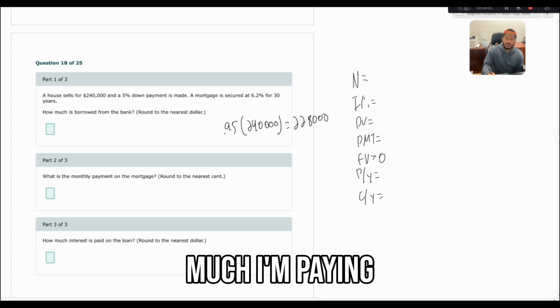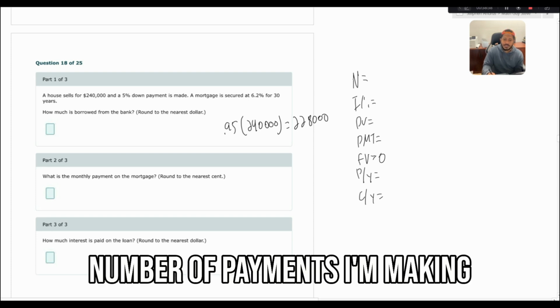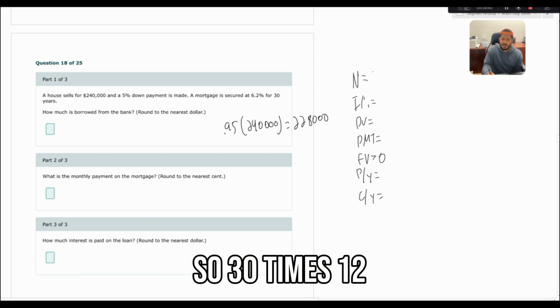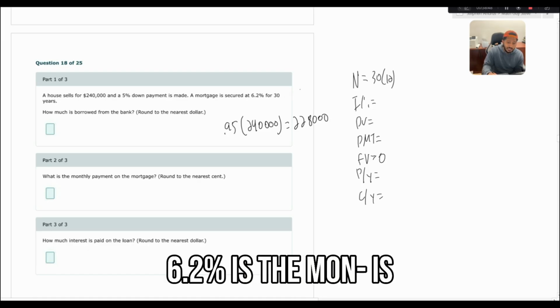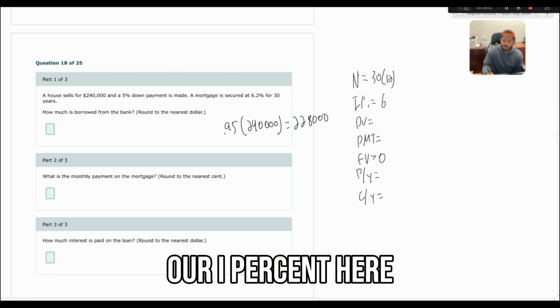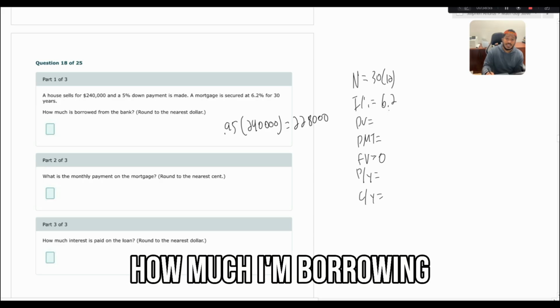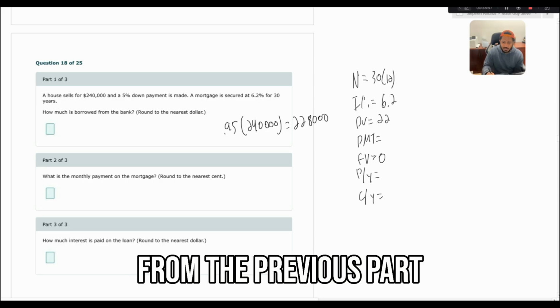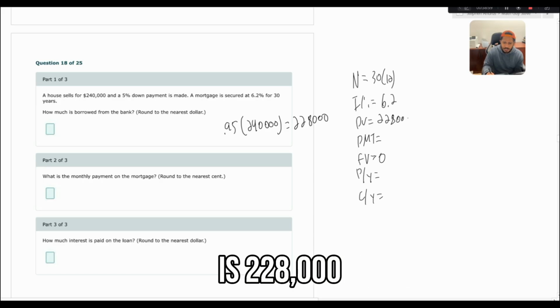Okay, N would be the number of payments I'm making, right? So it says 30 years, and we know we're paying monthly, so 30 times 12. I percent, it says 6.2%, so that would be our I percent here. The present value is how much I'm borrowing in this loan, which we just said from the previous part is 228,000. The PMT is what I'm looking for.